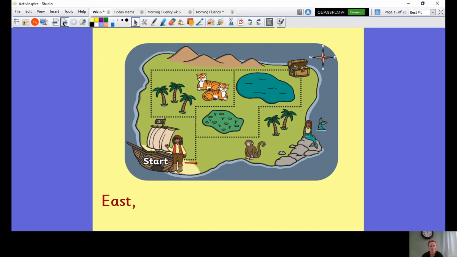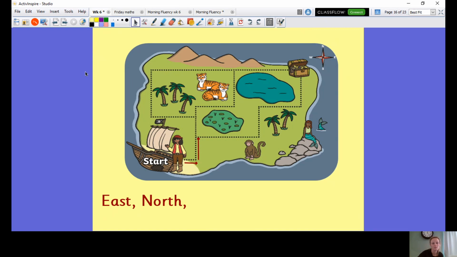Okay, so this is the fun bit of the lesson, guys. We're going to be making a map or using a map. So here we can see there is a pirate and it says start. So we're going to start here and we need to get the pirate all the way to the treasure. Now we need to make sure we use what? Our compass directions. So I've started this one for you. So the pirate is going to travel east. Okay, so I've written east. Then which way is he going to need to go? That's right, he's going to need to go up, isn't he? So up is north.